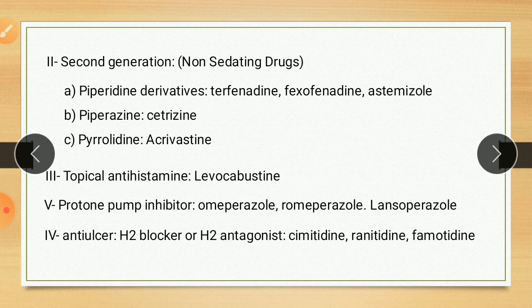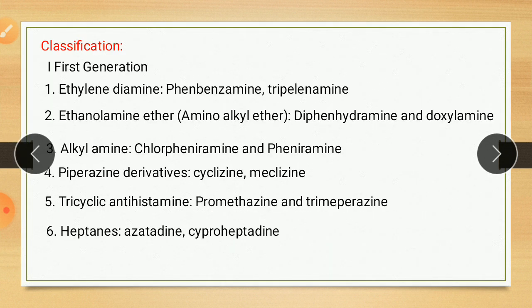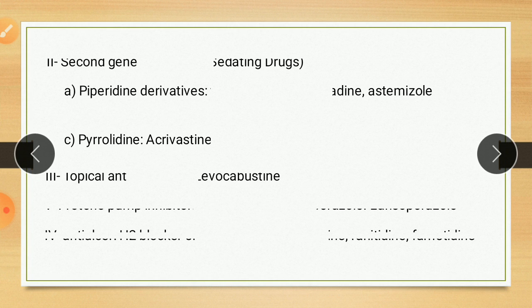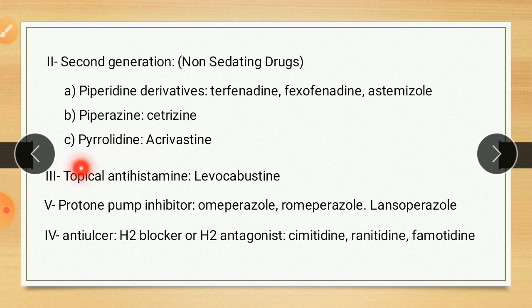So it is the classification of antihistamine. Generally the term antihistamines is used for the drugs which block the H1 receptor more as compared to the H2 receptor. In that, first generation and second generation are the types. Second generation means non-sedating drugs, which are newer drugs. Then topical antihistamine, example levocabastine, proton pump inhibitors, omeprazole, rabeprazole, lansoprazole. And the last one is H2 blocker, which blocks the H2 receptor more, example cimetidine, ranitidine, famotidine.